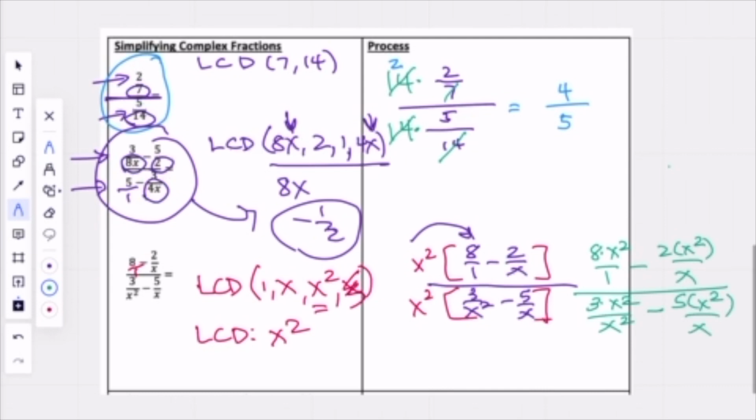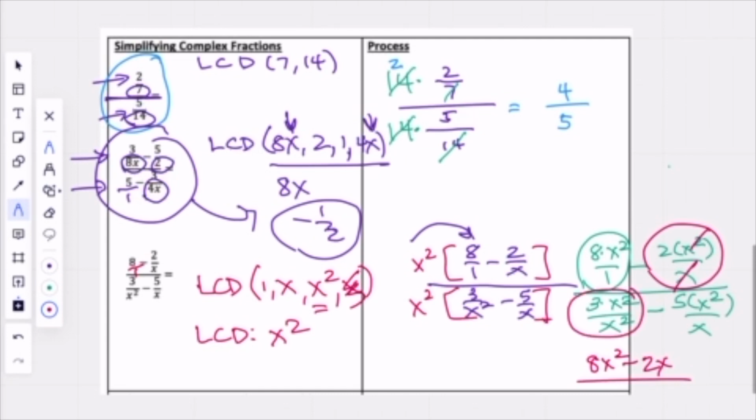All right, so let's clean it up a little bit. This piece here is just 8x squared. Look, I've got an x squared over x. That's just an x, right? So that's just going to be 2x. And then in the denominator, I see here I've got x squared dividing out an x squared. I've got 3 minus, again, I've got an x squared dividing by an x. So that's just going to give me a 5x.